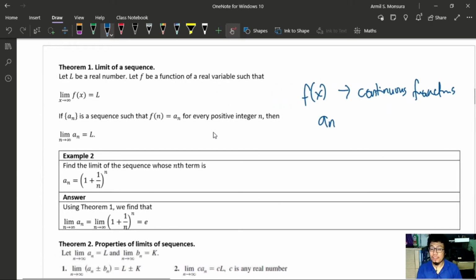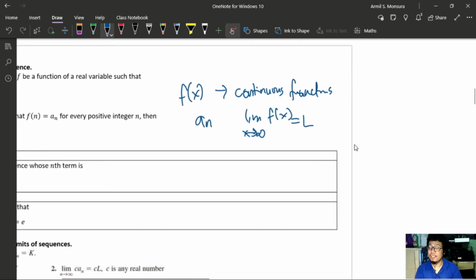What Theorem 1 states is that if we can establish that the limit of f of x as x approaches infinity equals L, and that the terms of your function, say f here is a continuous function, actually correspond to the terms of your sequence a sub n, at least those on positive integers, then we can still consider that the limit of a sub n as n approaches infinity equals L. That's what Theorem 1 wants us to do.